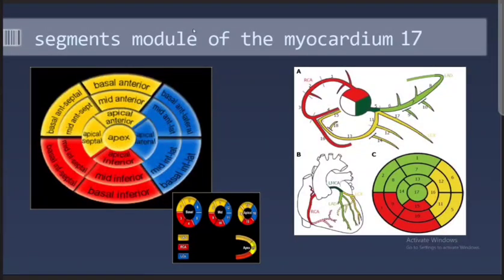The segments tagged by the yellow are supplied from the left anterior descending. Those tagged by red are supplied by the right coronary artery in case of right coronary dominance, and the segments tagged by blue are the segments supplied by the left circumflex artery.